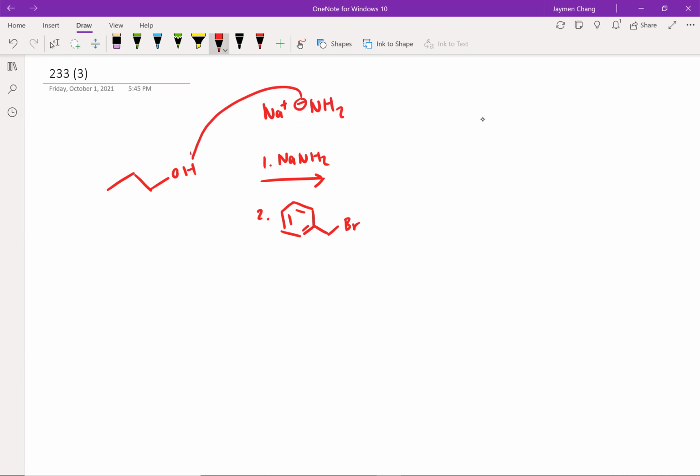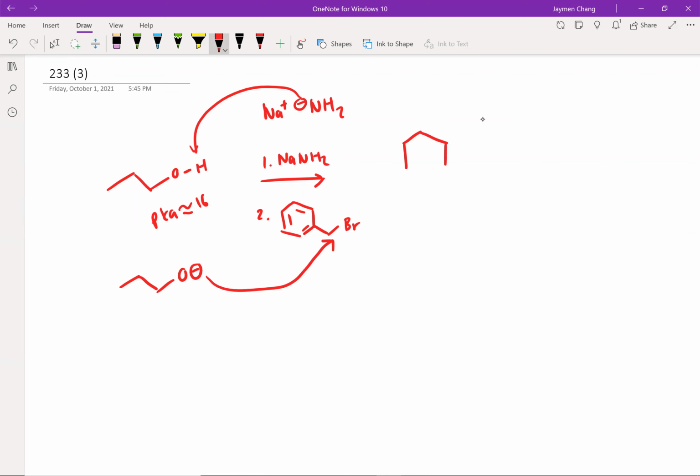The strong base is going to come along and deprotonate the proton from the alcohol, which is slightly acidic. The pKa of an alcohol is about 16. Now that we have this, we're going to have an O minus, which is a good nucleophile. So in step 2, we have Br, which is a good leaving group, so we can actually do an SN2 reaction. And we will draw the product here, which will be an ether.